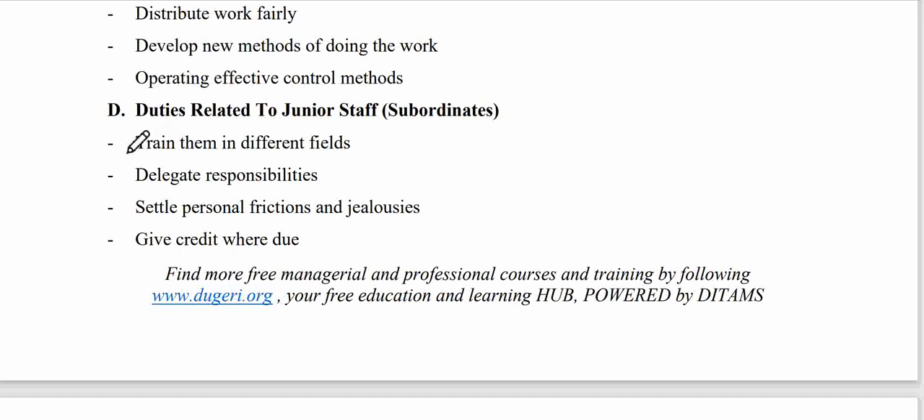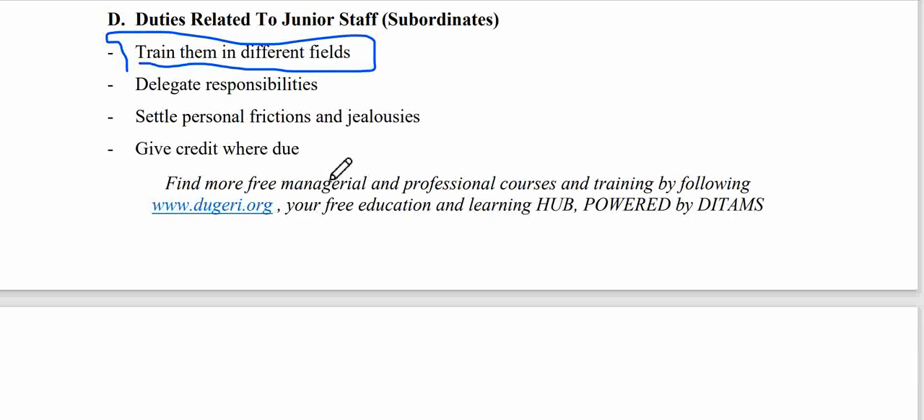And then, what do we do in relation to the junior staff, the subordinates? Okay, they're supposed to be trained in different fields. Delegate responsibility to them so they can keep on learning on the responsibilities that they can be able to do in the absence of the manager.